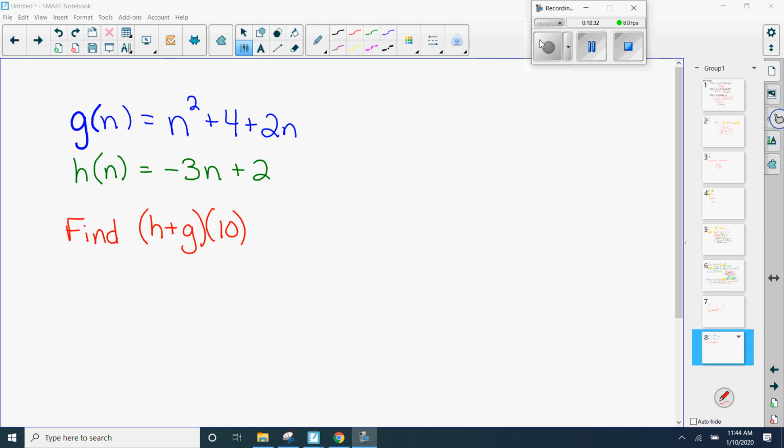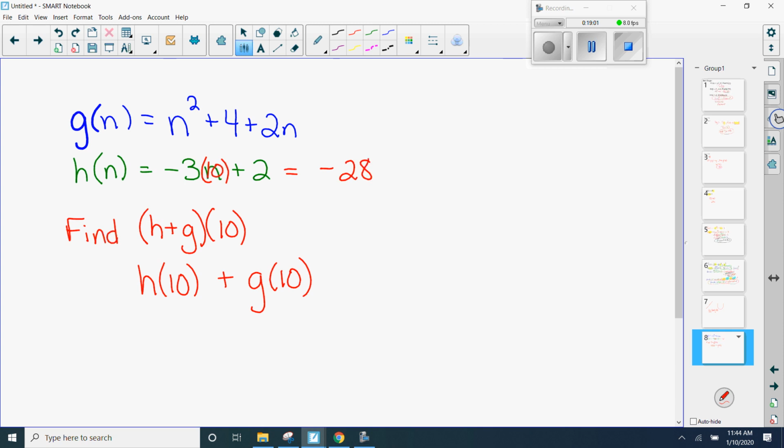One thing you could do is add these two together and then put 10 in. But the way I read this, when it says h plus g of 10, I would find what h of 10 is, and add to it whatever g of 10 is. That's easier. So what you do is put 10 in here. I'm going to put a 10 right here. What does that give you for an answer?